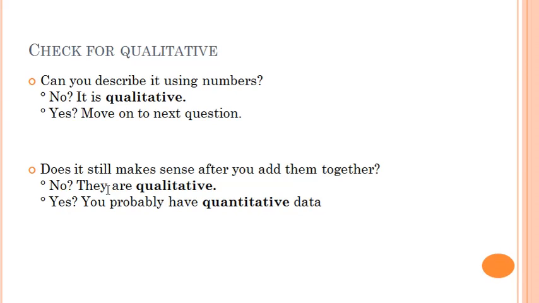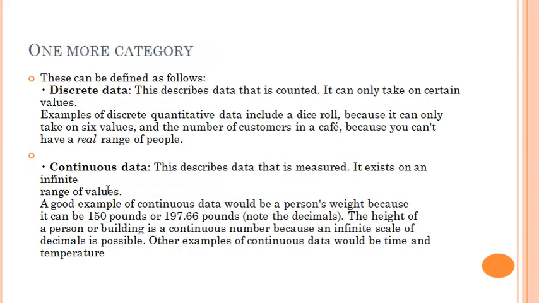The next question is, does it still make sense after you add all of them together? If they are not making any sense after the addition, then they are qualitative in nature. On the other hand, if they are making some sense, then you can say that most probably the data is quantitative data.